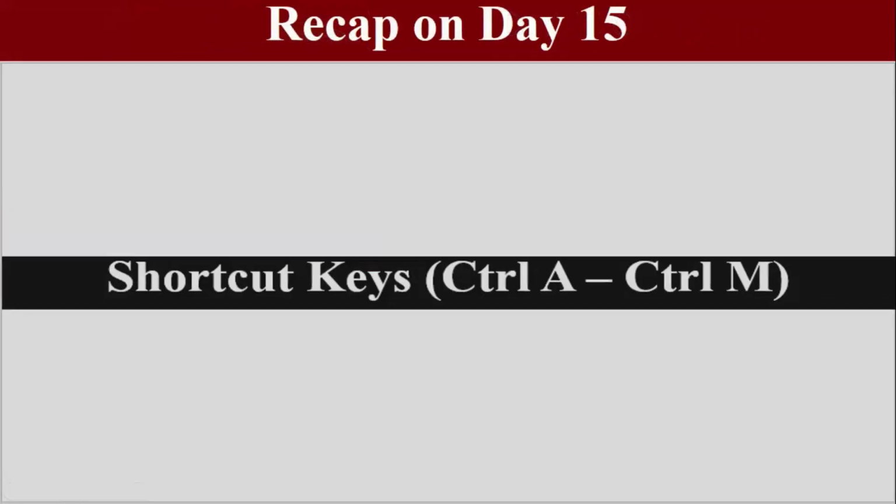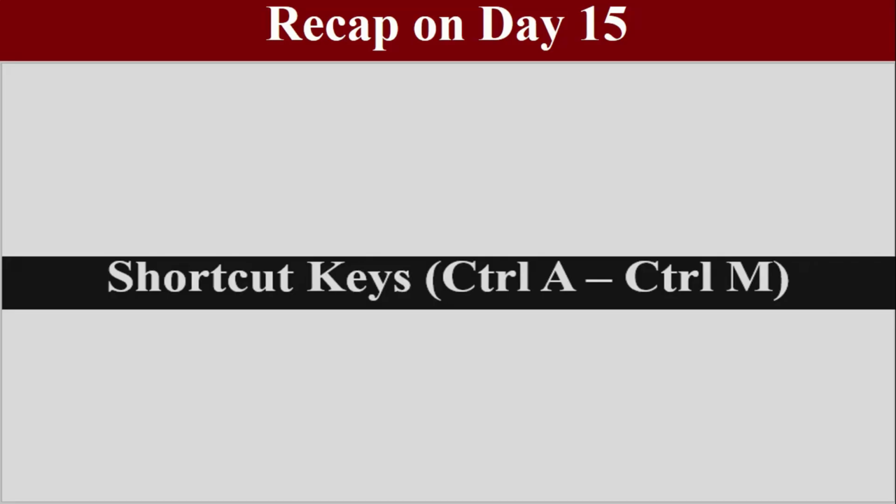So, if you remember, in the last class, that's yesterday, you discussed Control A to Control M, where briefly I will remind us. Control A is normally used to select all the text in a particular document, or to highlight all. Control B is to bold the selected text, or the text that you are typing. You hit Control B before you type so that it will be in bold, or after it's been typed, you can highlight that text and hit Control B to make it bold. Control C is copy. Control D is used to open the font dialog box.